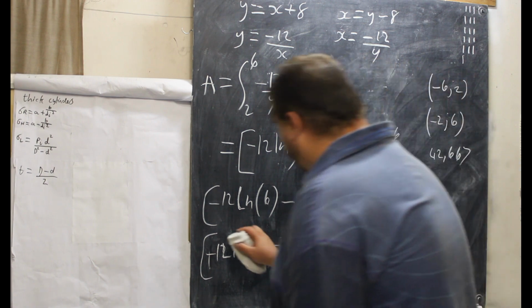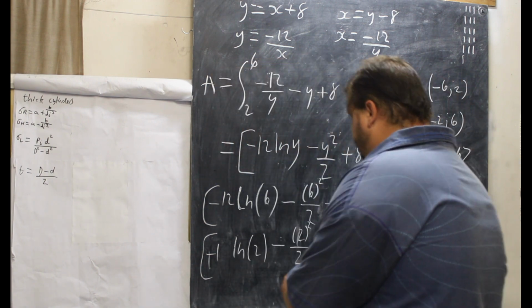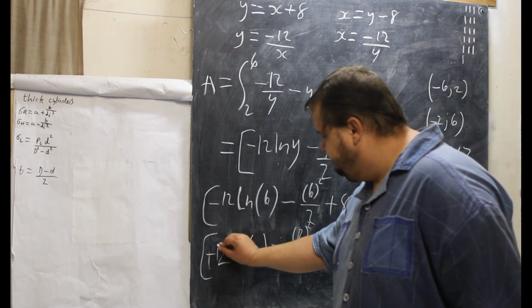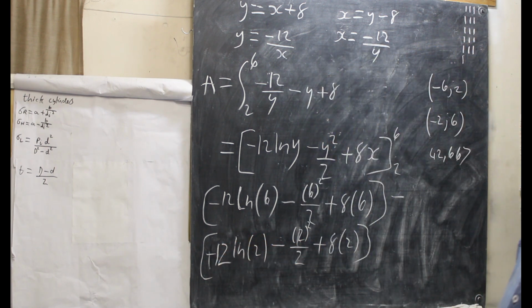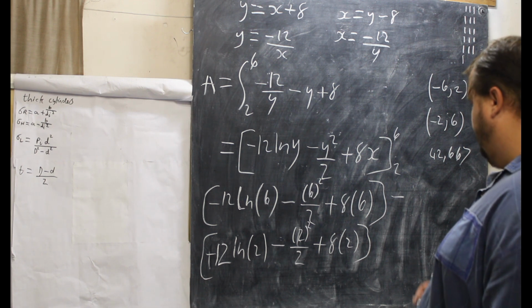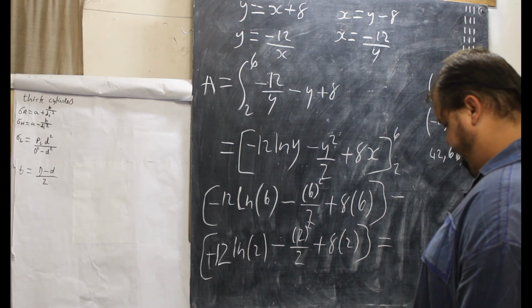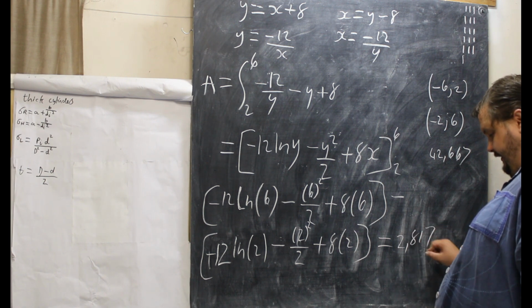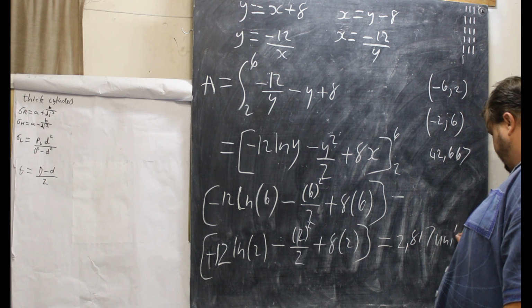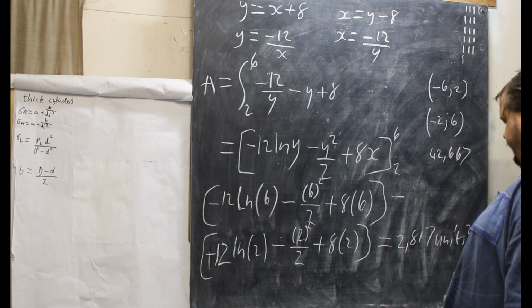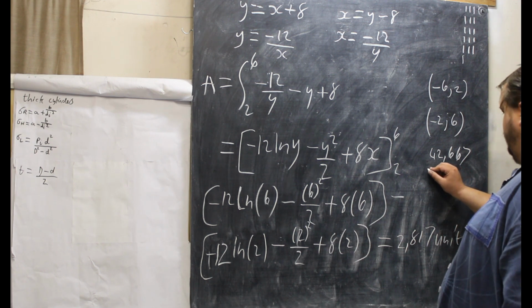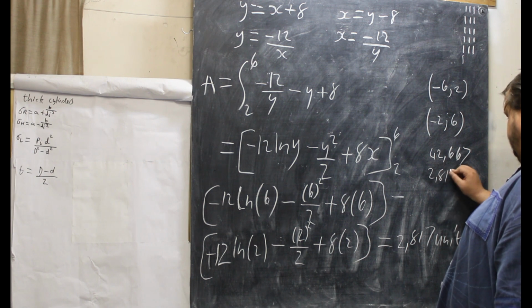Let me make this 12 a little neater. Now you can read that a little better. Alright, and this answer, 2,817 units squared. Now, 2,817.